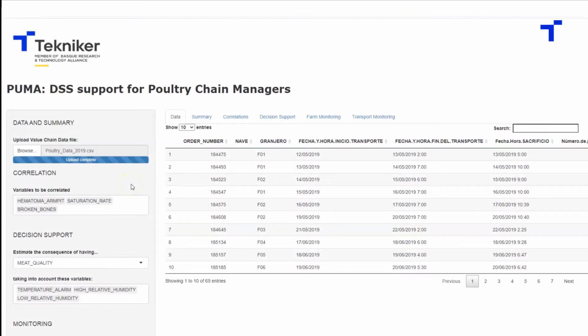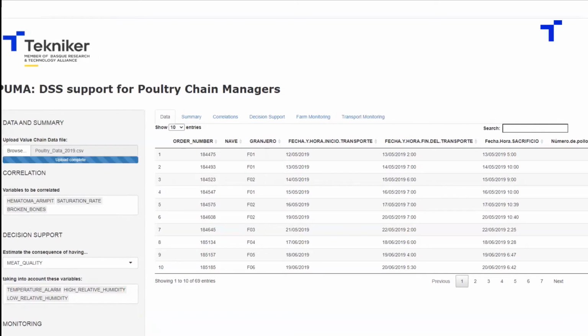Once all the data is collected on the central cloud-based platform, the data analysis provides the functionalities to get insights and early warnings about poultry welfare during their growing process at farm, loading, and transport phases. In addition, the data available in the platform is exploited by a smart poultry chain management tool called PUMA.